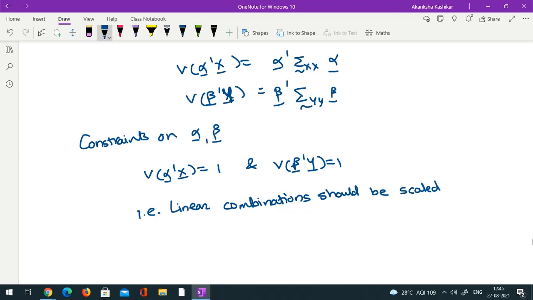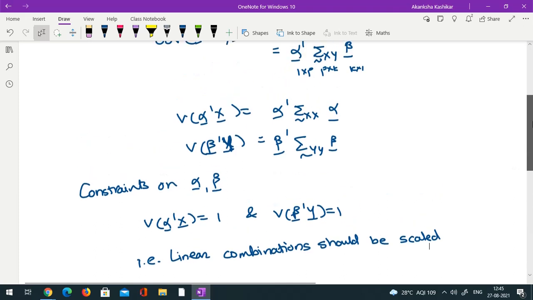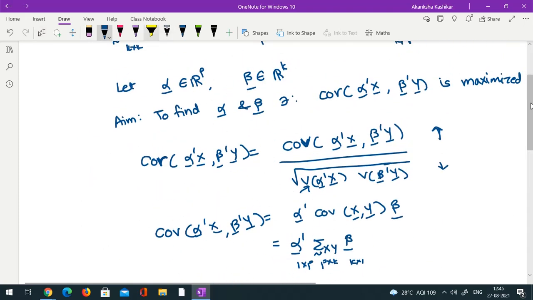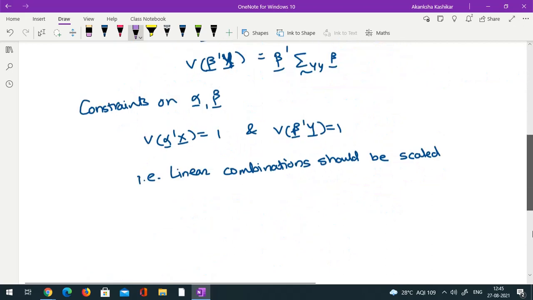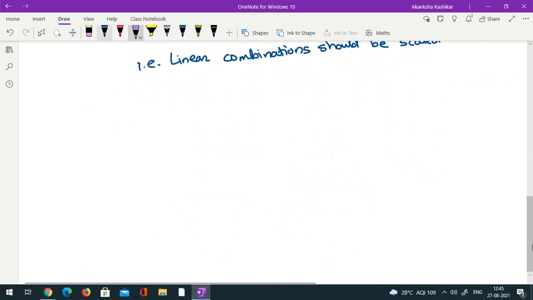So if we put this constraint, then what happens to my correlation? My denominator automatically becomes 1 because of this constraint. So maximizing correlation is nothing but maximizing covariance. Is it okay? Am I making sense? Yes, ma'am. So now let us formulate our problem that way so that it's easier for us.